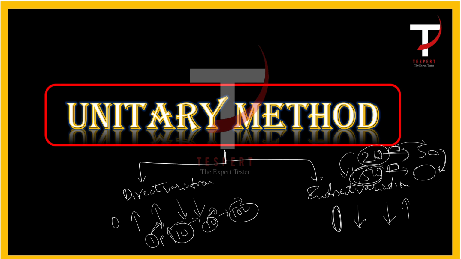So what is happening here? One entity is increasing and the other entity is decreasing. So it has indirect variation.